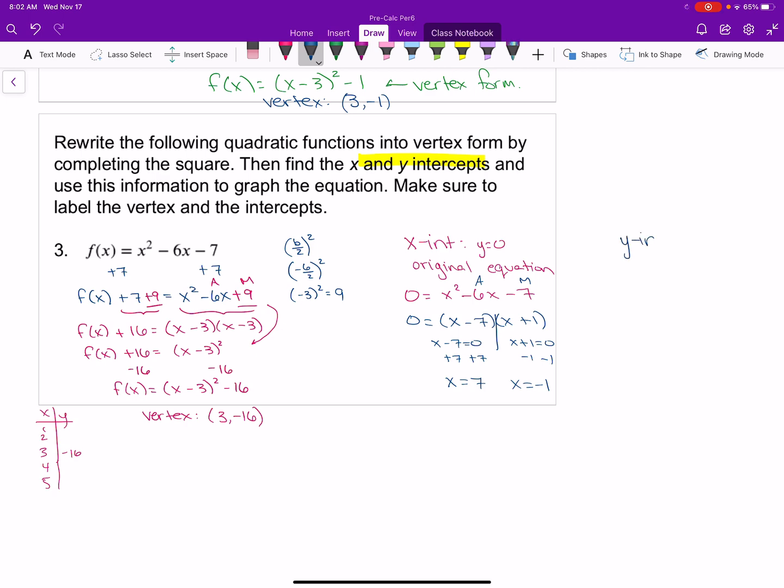For your y-intercept, your x is 0. It does not matter if you use the original equation or the vertex form equation. I do think that the standard form, the original equation, is a little bit easier, because if you plug in a 0 for all of those x's, they should all cancel out to 0, and you're just left with the constant on the end.